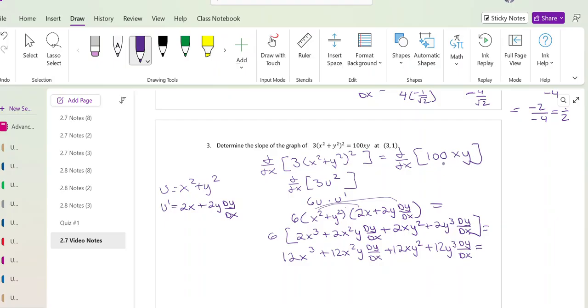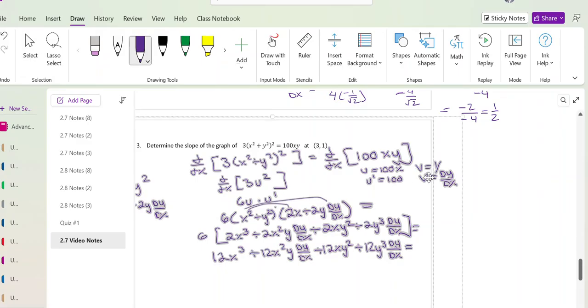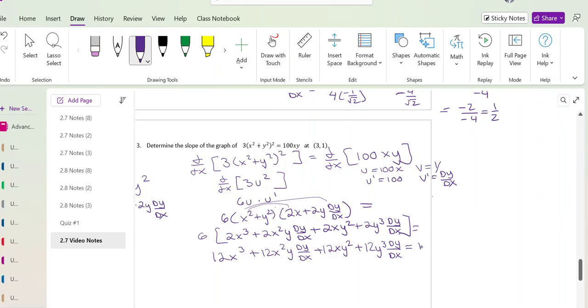This is a product rule. You can say u equals 100x, v equals y. So the derivative here is 100. Derivative here is dy dx. And when you do the product rule, remember, you're going to multiply u v prime, so 100x dy dx, plus, and then it's 100y.